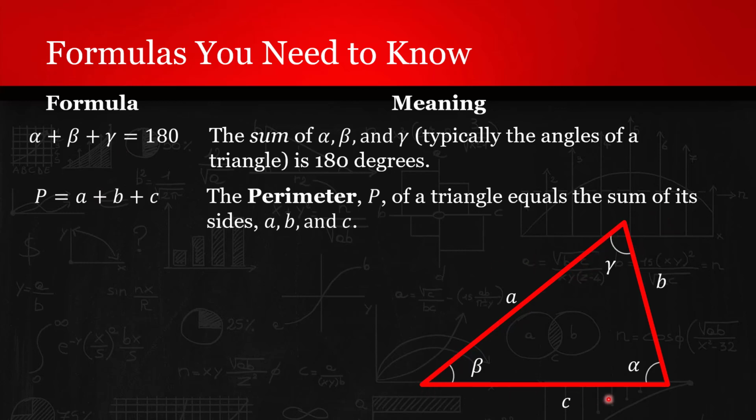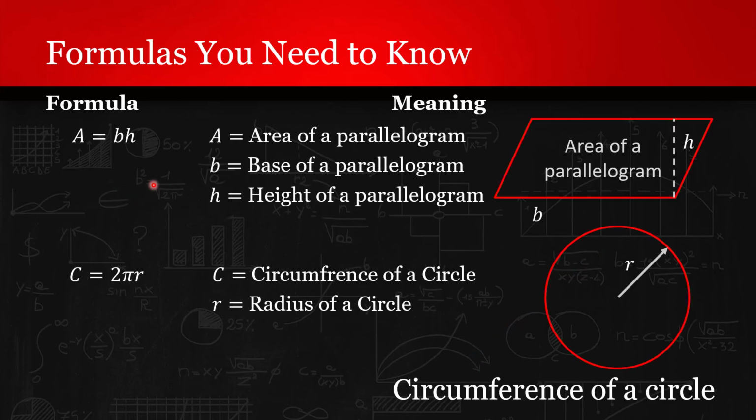A plus B plus C. So if you knew the perimeter and you knew the length of 2 of the sides, you could figure out the length of the third side. And I think this is the last one that we have.